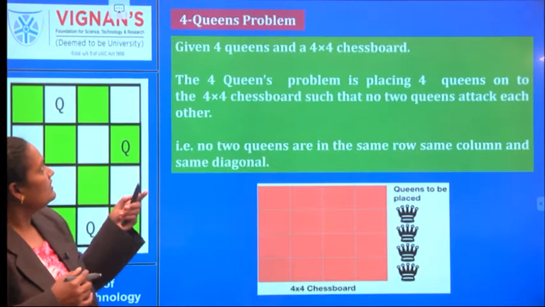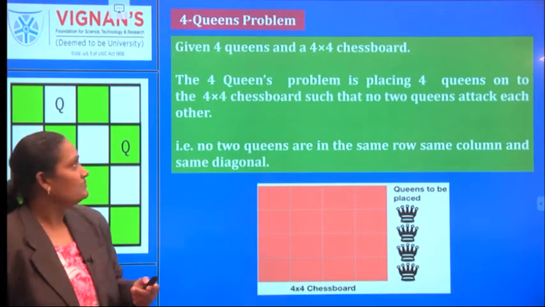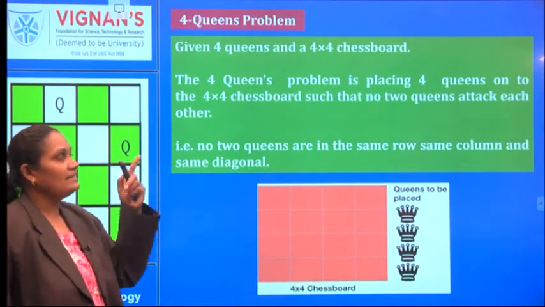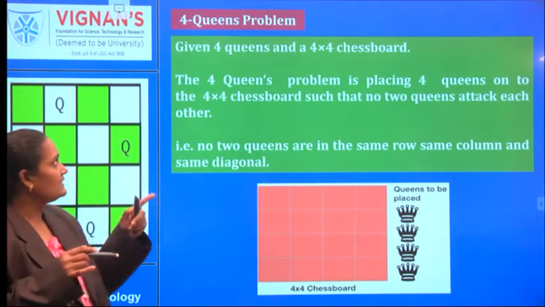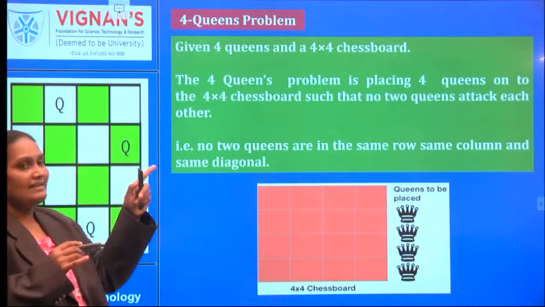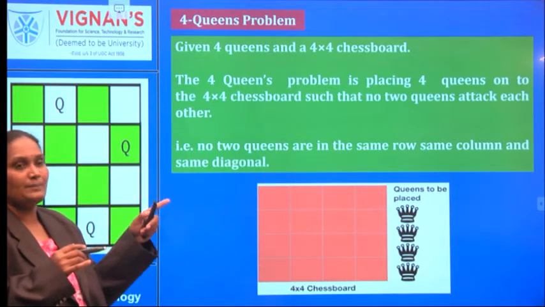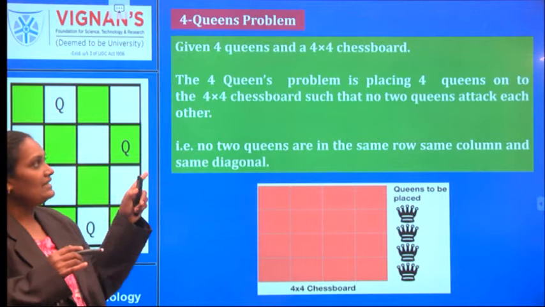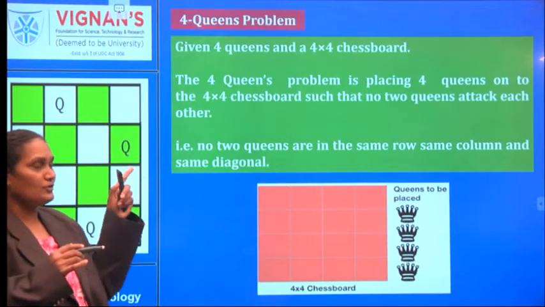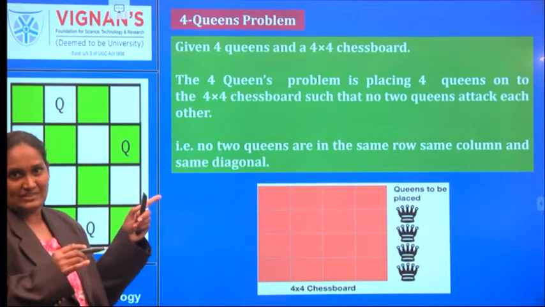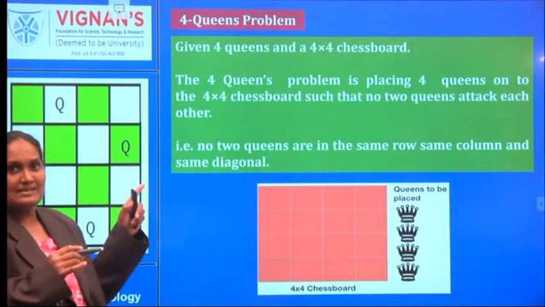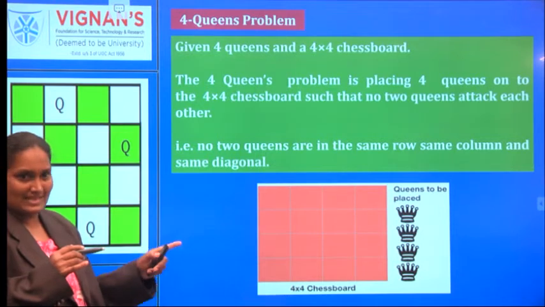Now, what is the 4-Queen's problem? Given 4 queens and a 4x4 chessboard, here n is considered as 4. That is, 4 queens are given and a 4x4 chessboard is given. The 4 queens problem is placing 4 queens onto the 4x4 chessboard such that no two queens attack each other. That is, no two queens are on the same row, same column and same diagonal.